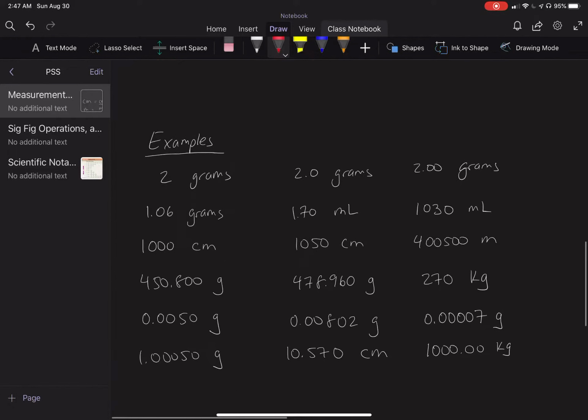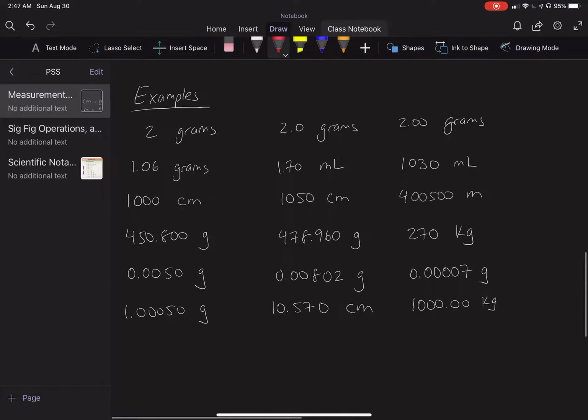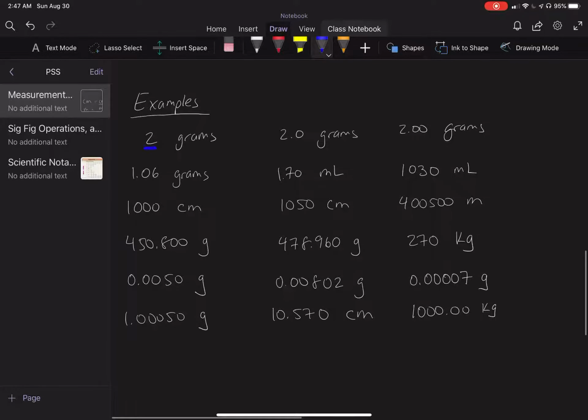So to illustrate these rules, I'm going to go through a whole bunch of examples for you. So first example, 2 grams. We've got one non-zero digit. So this one counts. So this is 1 sig fig. So I'll write SF just to abbreviate sig figs. We have an abbreviation on top of an abbreviation. But just 2 grams, just 1 sig fig.